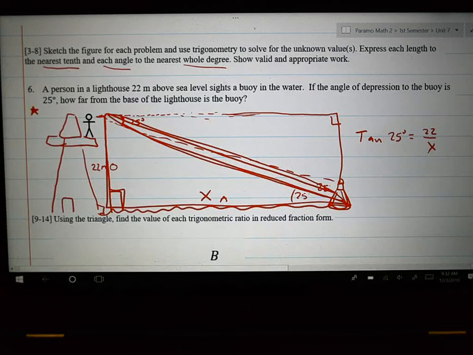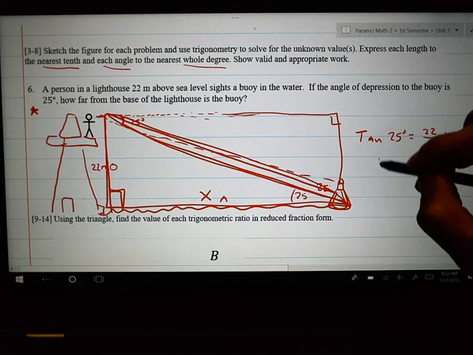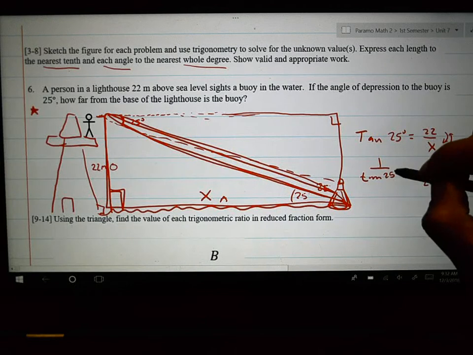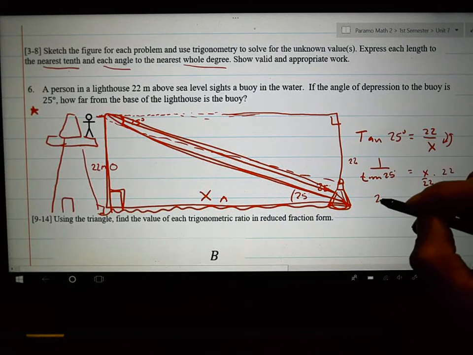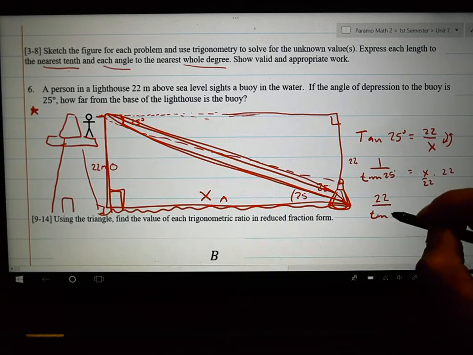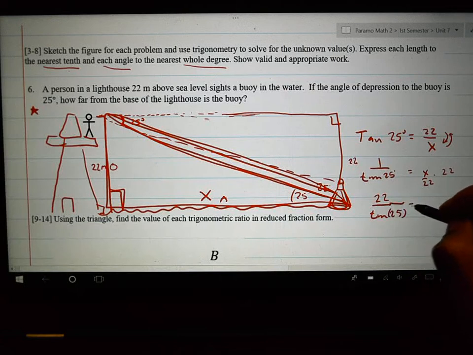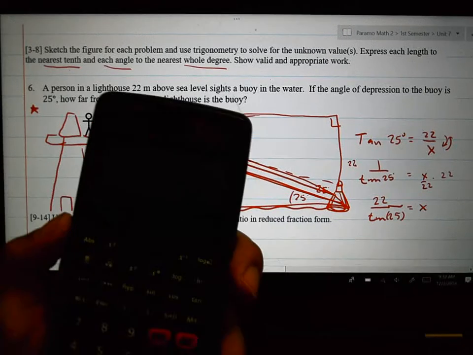And that way I can see what you're plugging into the calculator. If you have it set up and you forget to do the... x is in the bottom. We got to flip it and flip it. X over 22. If I flip the right side, I have to flip the left side. 1 over tangent of 25 degrees. Instead of dividing by 22, we can then multiply by 22. And so what we can plug in is 22 divided by the tangent of 25 degrees. Making sure I'm in degree mode.